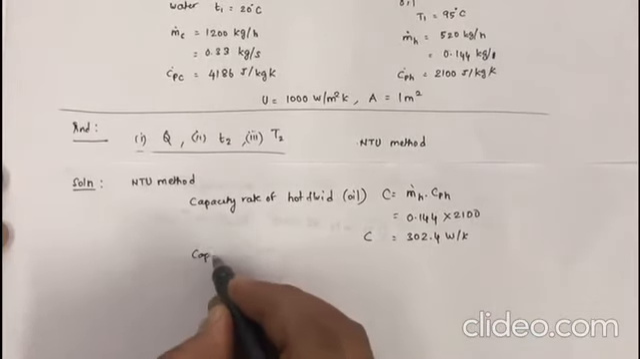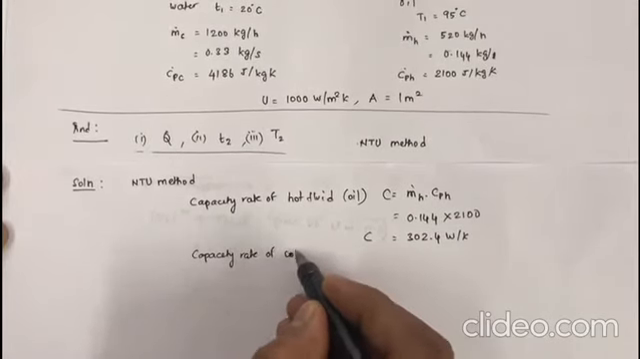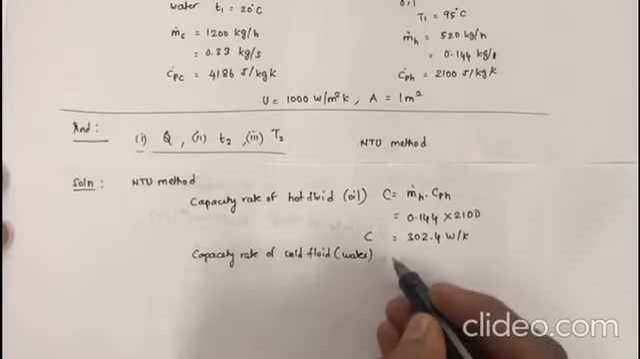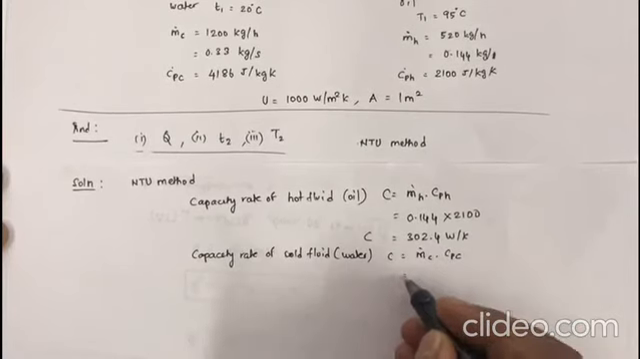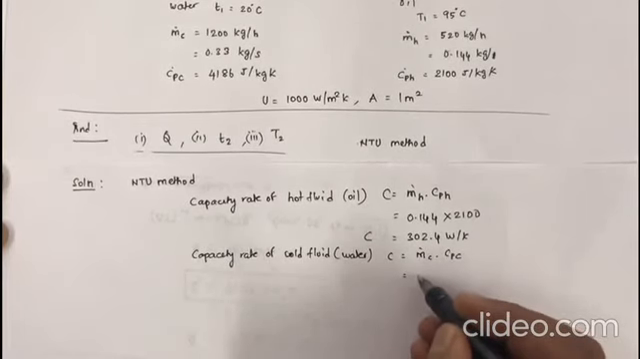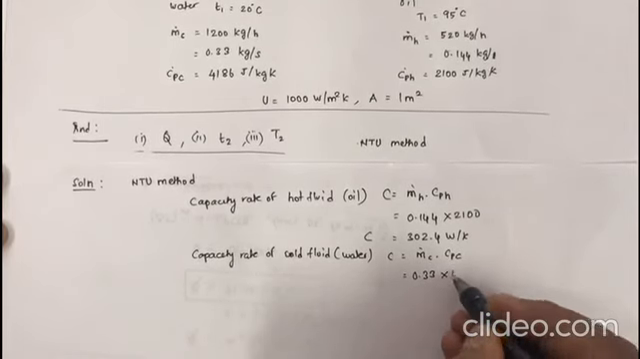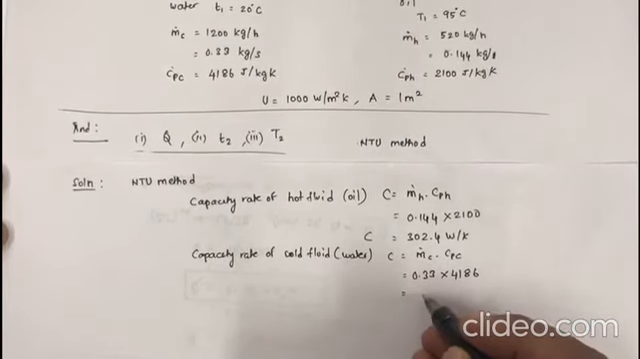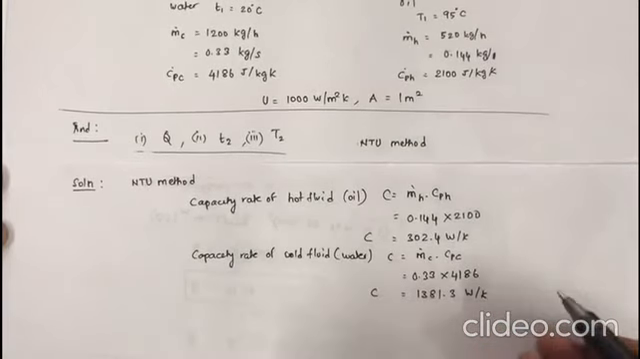And again, the capacity rate of the cold fluid, which is water, will be m dot c cpc. So m dot c, the mass flow rate of water, is 0.333 given in the problem, multiplied by its specific heat capacity, which is a standard value. So now we get 1381 watt per Kelvin using your calculator.